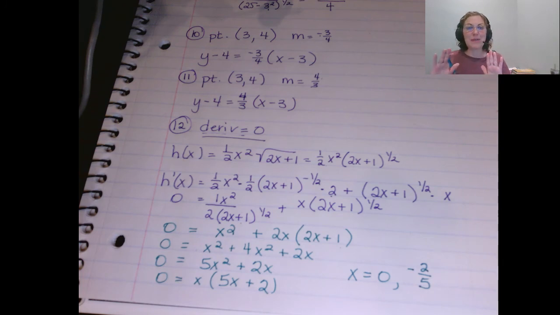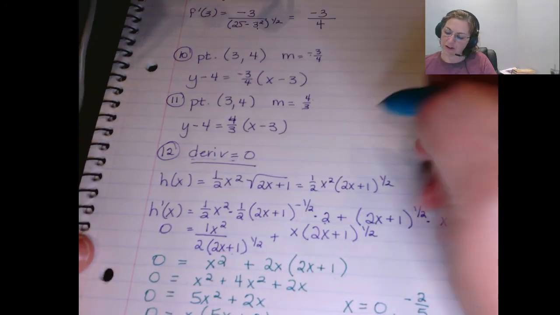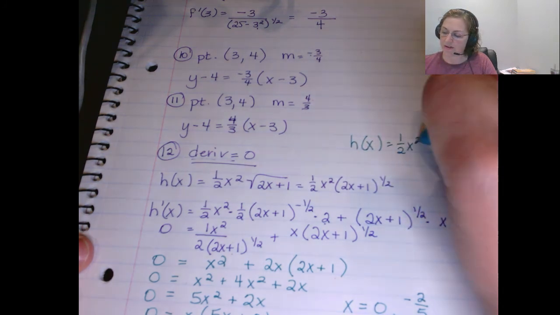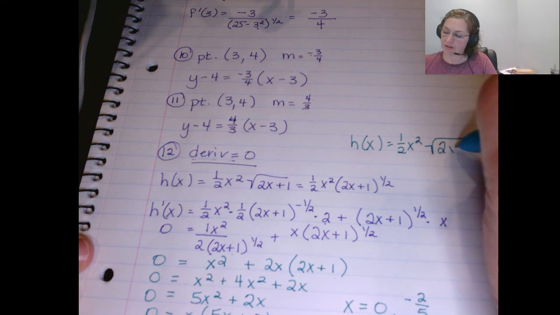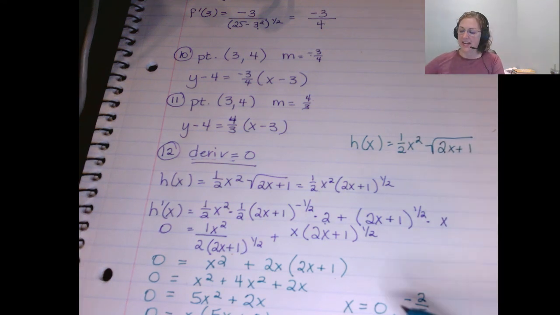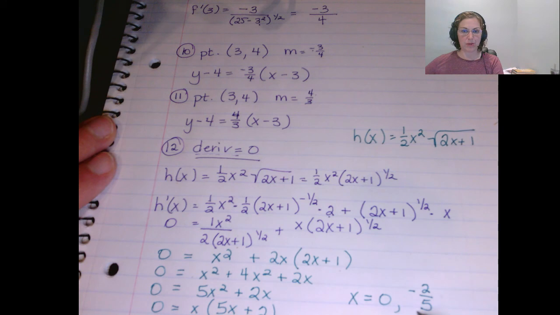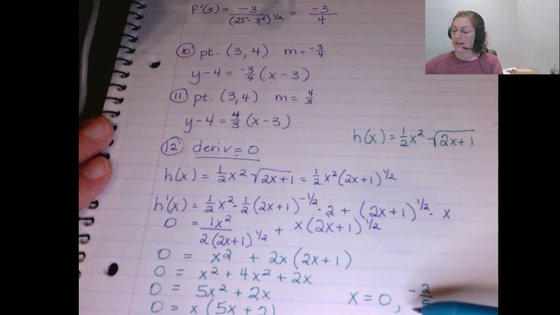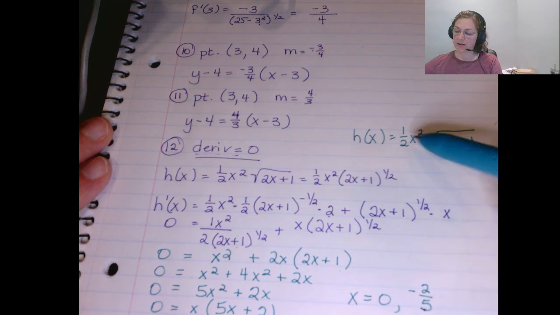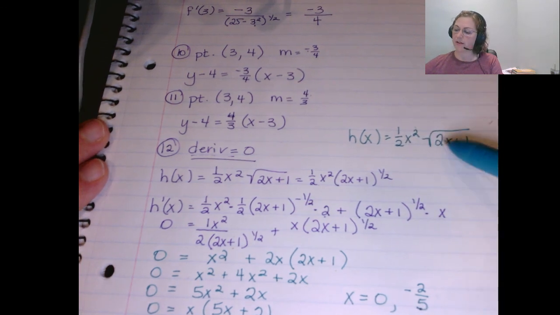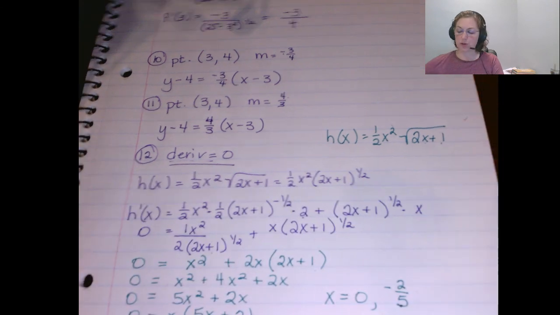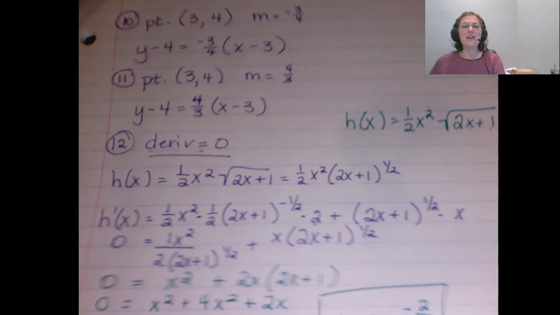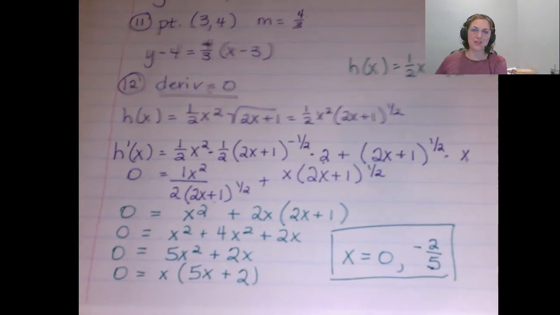Okay, now look back at your function. Remember, our function was h of x equals 1/2 x squared times the square root of 2x plus 1. Do you have any problem with these values? Can x be 0? Yes. Can x be negative 2/5? Yes, it'll be squared. That'll give me negative 4/5. I'm good. So both of my answers here will produce horizontal tangents.